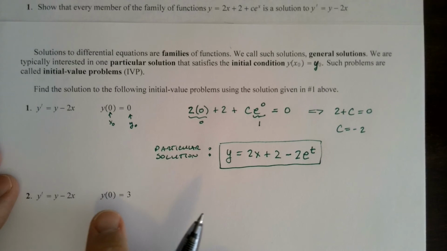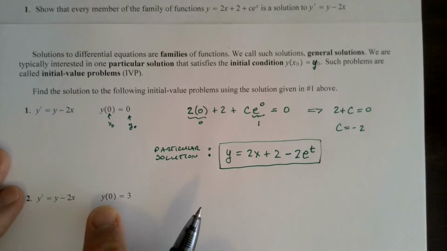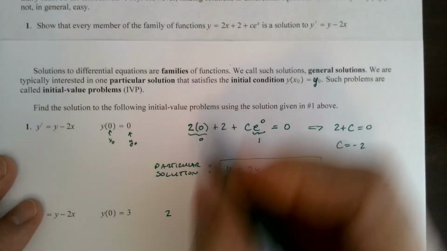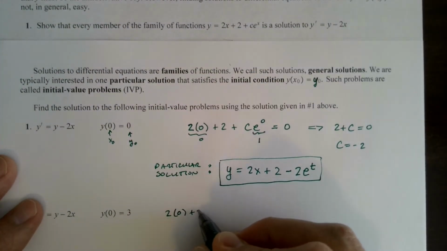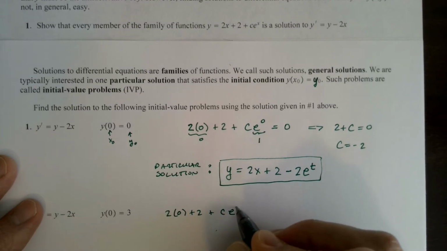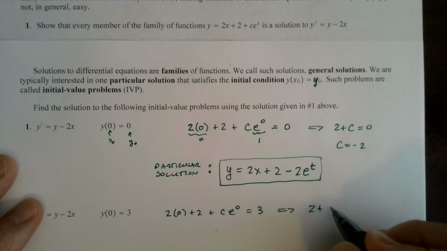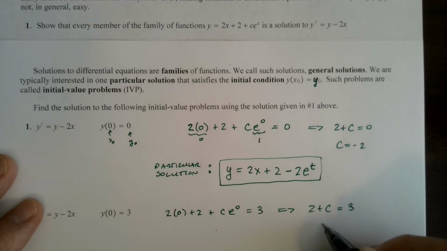Similarly, we can find the particular solution for this initial condition. What if y of 0 is initially 3? What if when x is 0, y is 3? So now I plug in x is 0 again. Of course, we're going to get the same thing over on this side, but we're going to set it equal to 3. And so this gives me 2 plus c is equal to 3. And so c is equal to 1.